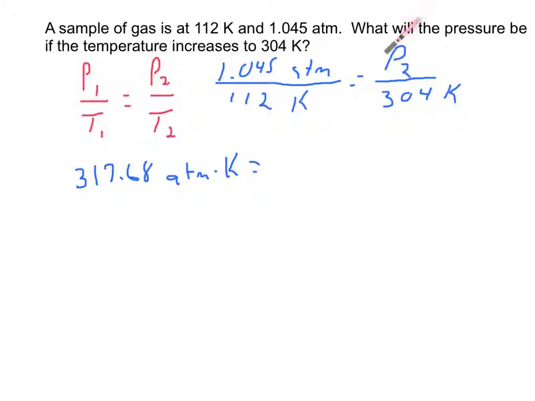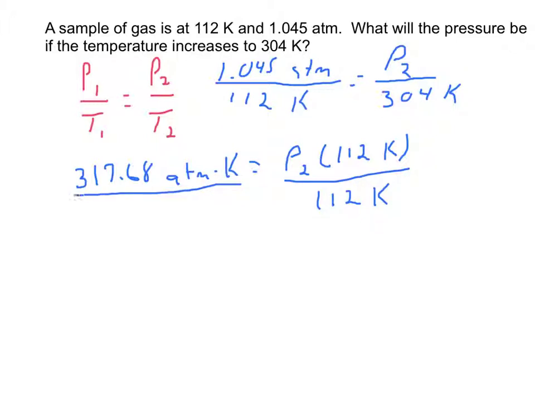Now we need to cross-multiply the other way. P2 times 112K. Well, that's simply just P2 times 112K. Alright, now we need to solve for what that final pressure is. So we need to get rid of that 112K, and we will go ahead and divide it so that it will cancel out. And in algebra, what you do on one side, you do on the other.